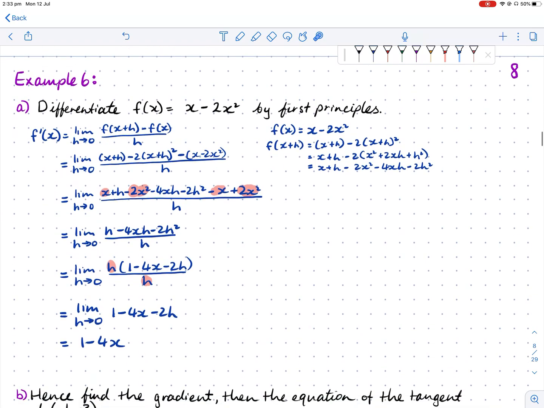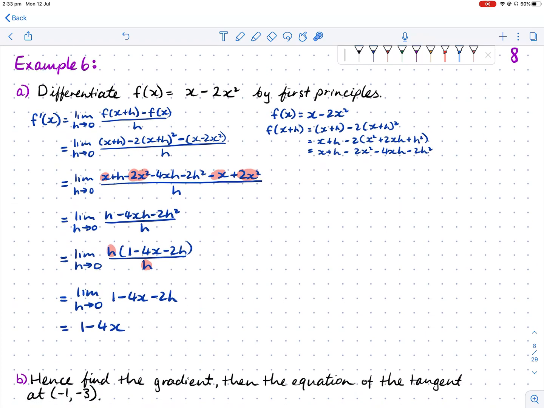Here's another example. This one gets a little bit trickier. The more things that we have in our function, the messier it gets. So starting with the formula that we had from before, we're going to work out the components. We know f(x) is here, and f(x plus h) is when we replace all of the x's with x plus h. So we've got x plus h minus 2 lots of x plus h all squared. When we go to expand that, we'll end up with this result here.